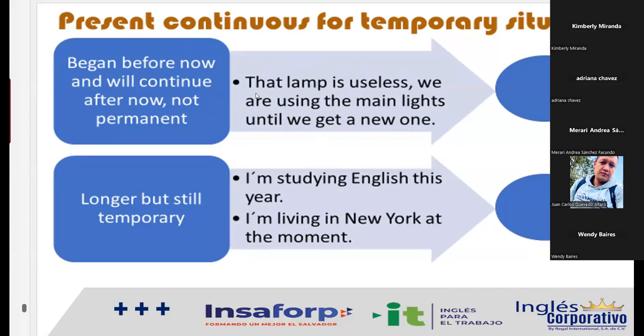Entonces, ¿qué es lo temporal? Lo temporal es que estamos usando las luces principales. We are using the main lights. ¿Empezó cuándo? Cuando se arruinó la lámpara. ¿Termina cuándo? Cuando compré otra. Ahí usamos el tiempo presente continuo. Vamos a ver la siguiente.